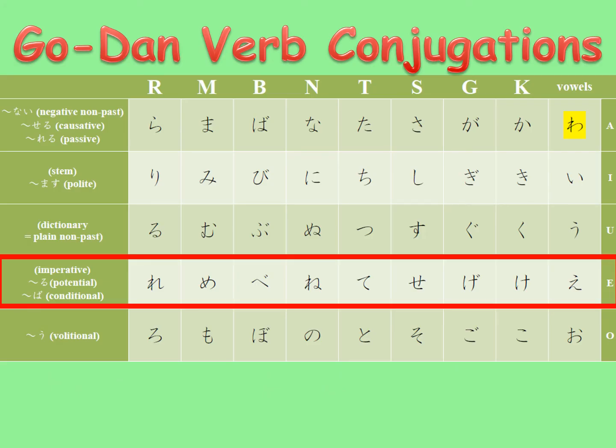Let's move to the fourth tier. That changes a verb into its imperative or command form. If you add ru, that makes it into a potential verb, and if you add ba, it changes to the conditional form. Let's have a look at some examples.